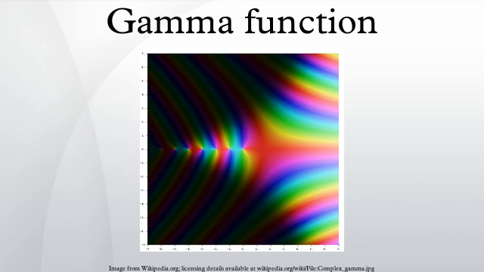Definition, main definition. The notation Γ(t) is due to Legendre. If the real part of the complex number t is positive, then the integral converges absolutely, and is known as the Euler integral of the second kind.